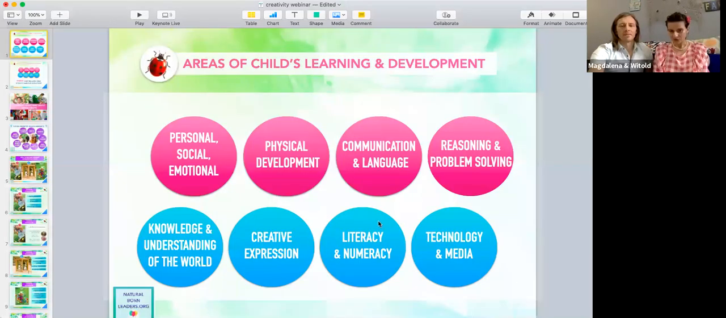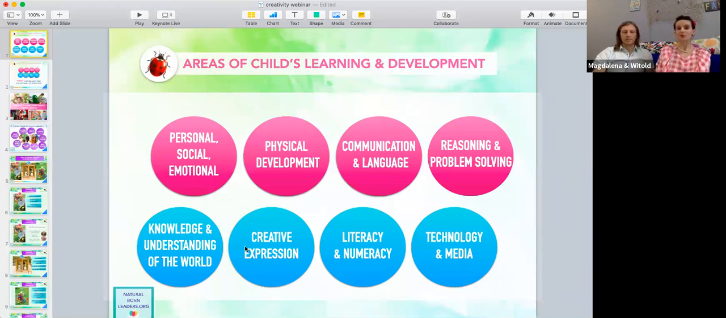Okay, so before we go to creative development, I think it's very important to paint a bigger picture a little bit, because creative development is one area of many areas of child development. So let us share with you a slide where we can see all the areas of child development. And as you can see, there is more than one. There's actually 8. They may have different names depending on the wording, but in general, it would be this kind of distinction. And creative development here is one of many.